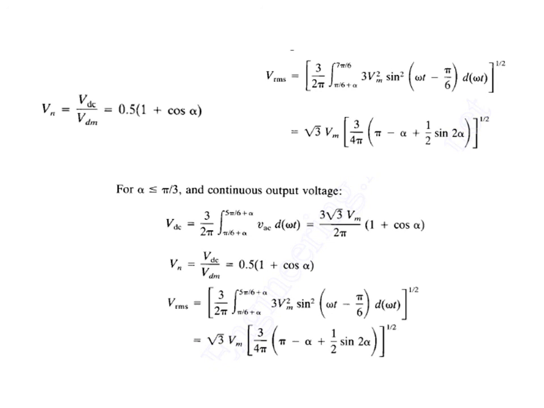And for this continuous interval, that is alpha less than or equal to pi by 3, we can find out the RMS voltage given by equation VRMS is equal to root 3 divided by 2 pi integration pi by 6 plus alpha to 5 pi by 6 plus alpha 3 Vm square sin square omega t minus pi by 6 d omega t. Solving this equation, you will get VRMS is equal to root 3 Vm multiplied by root 3 by 4 pi into pi minus alpha plus 1 half sine 2 alpha. So this is the value of average DC voltage and RMS voltage for alpha less than or equal to pi by 3 or continuous mode. And when alpha is greater than or equal to pi by 3, we get discontinuous mode.